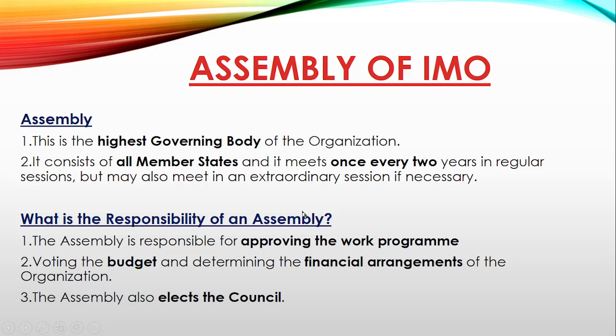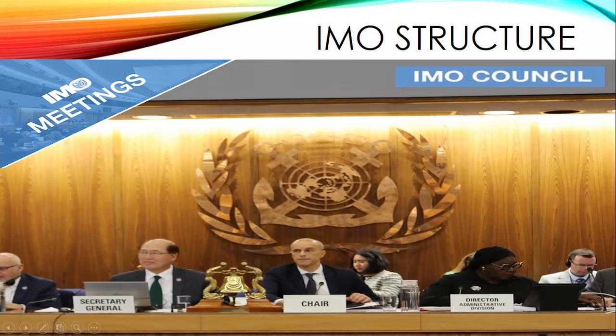And the most important thing is that the assembly also elects the council. So there are 3 main primary responsibilities of an assembly. If anybody asks you in an oral exam or a viva what the responsibility of the assembly is, you should say these highlighted points: approving the work program, voting the budget, determining the financial arrangement and electing the council. Okay, now let's see what the council is.